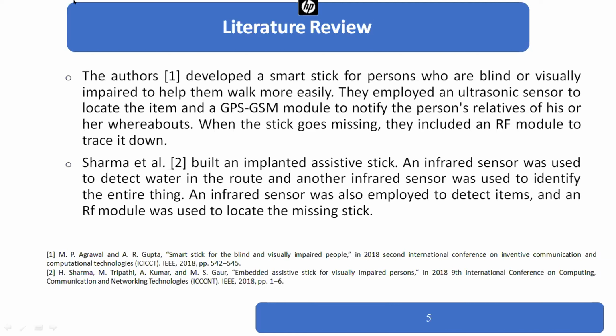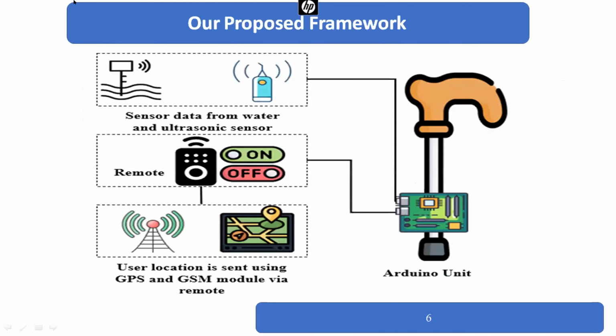Secondly, the second author built an implanted assistive stick. An infrared sensor was used to detect water in the route, and another infrared sensor was used to identify the entered thing. An infrared sensor was also employed to detect items, and an RF module was used to locate the missing stick. Next, that is our proposed framework.